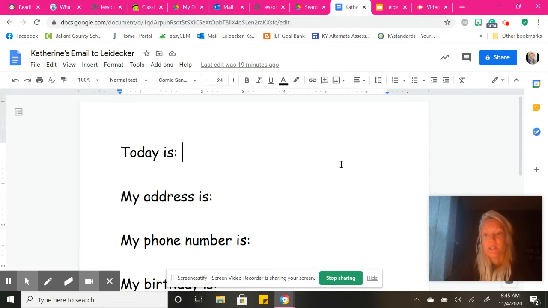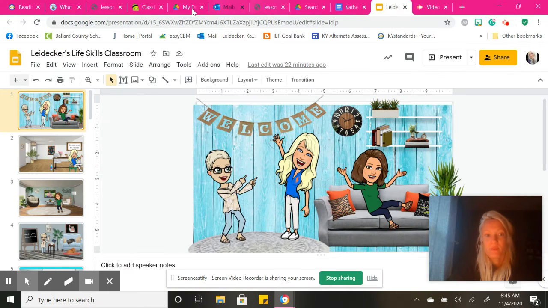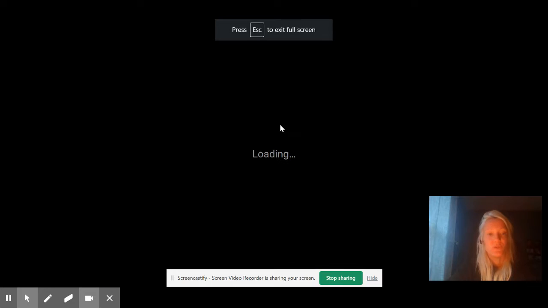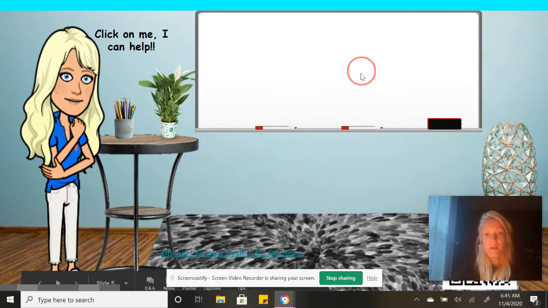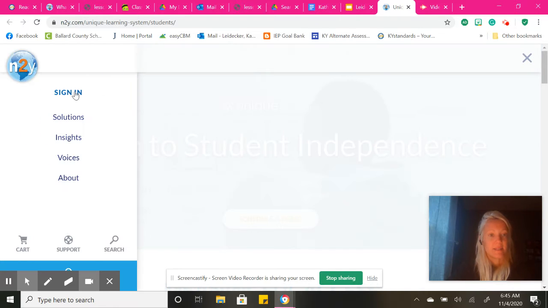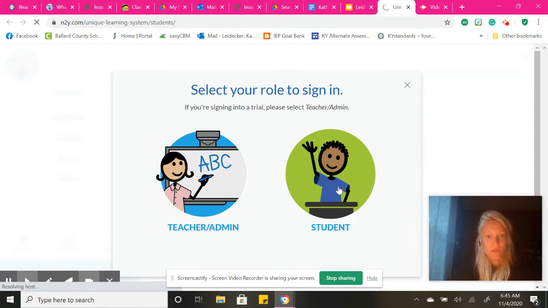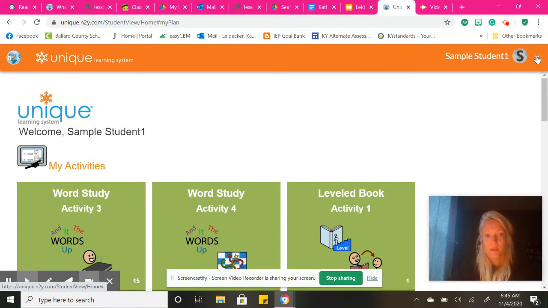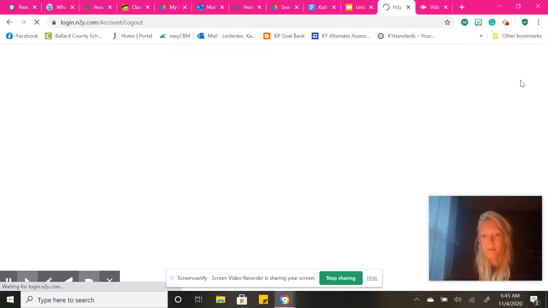Since it is November, we started a new unit. So on N2Y, if you need a reminder on how to get there, you can get there through our Bitmoji Classroom. Slide 5. Remember, you have to hit present in order for this to take you to N2Y learning program. I am going to sign in as a demo high school student. This was my middle school, so let me log out.